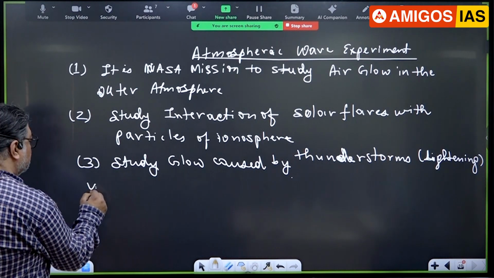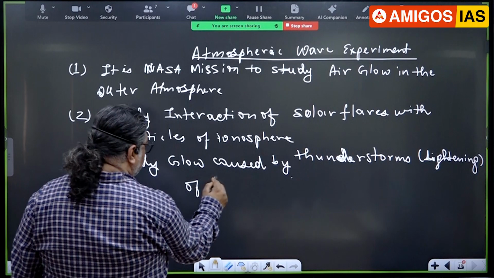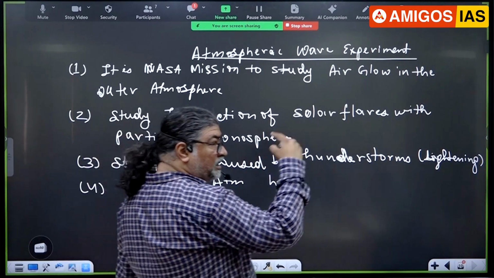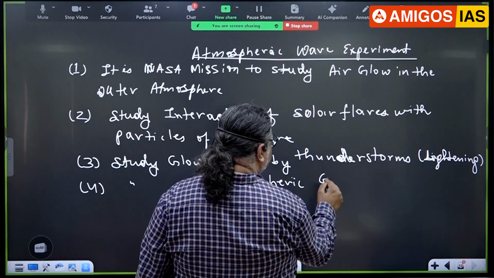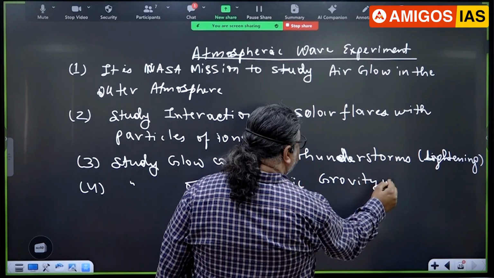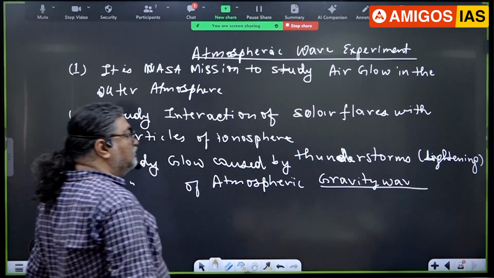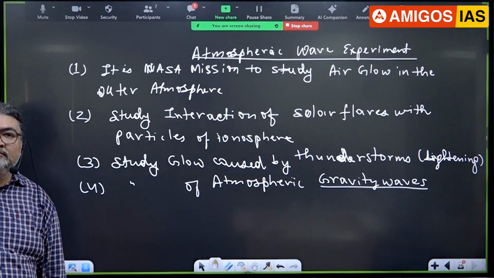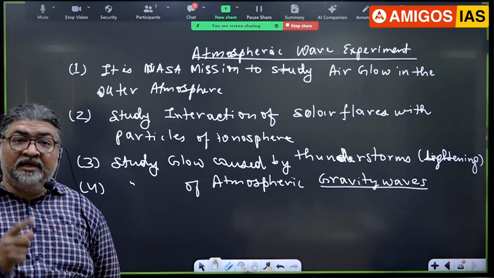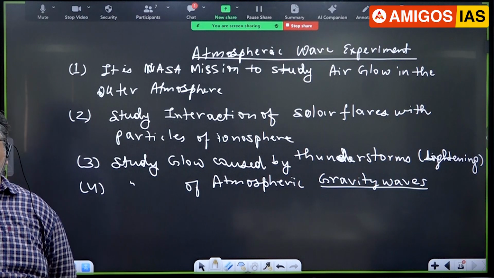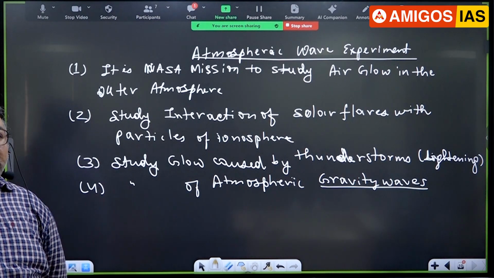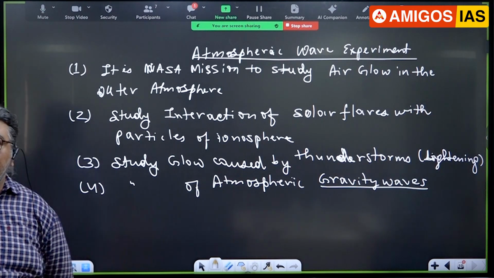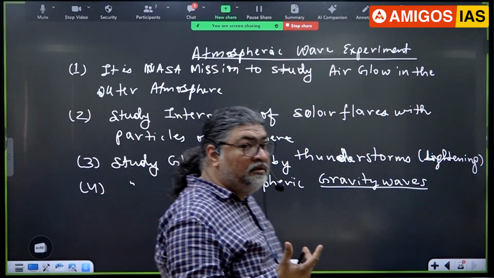Another thing is what is fourth thing here? Study of, you can write there, atmospheric gravity waves, which is very, very important from astronomy point of view. Now tell me from where these gravity waves are generated. It will also study the gravity waves in the atmosphere. So in the atmosphere, from where the gravity wave will come? Who has given this concept of gravitational wave? Albert Einstein. Which theory talks about gravity waves? That is the general theory of relativity.